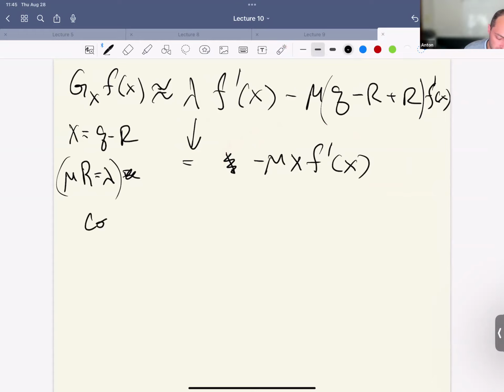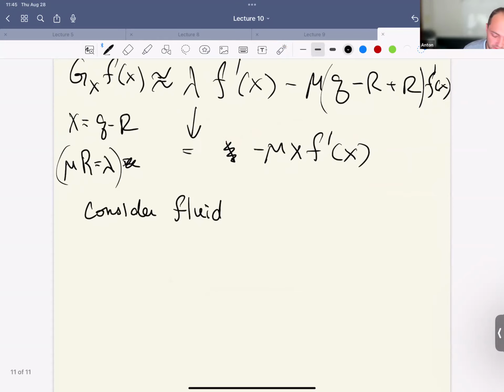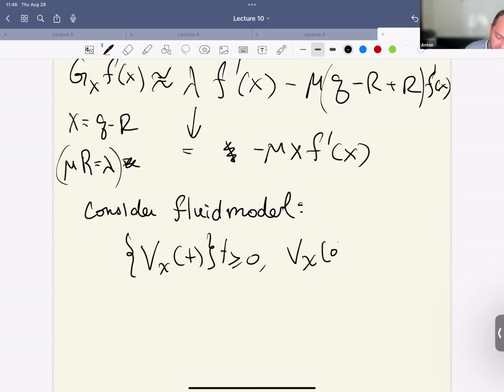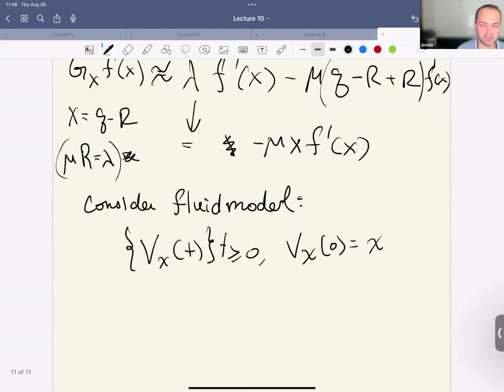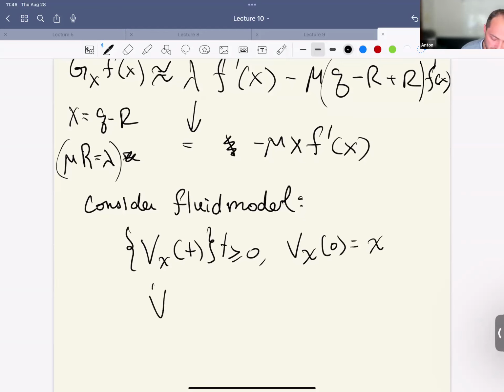And I can say, consider a fluid model or deterministic dynamical system model given to us by the following: v sub x of t, t bigger than or equal to 0, defined by v sub x of 0 equals x. So the subscript x is the initial condition. And v dot is negative mu v of t. Okay.